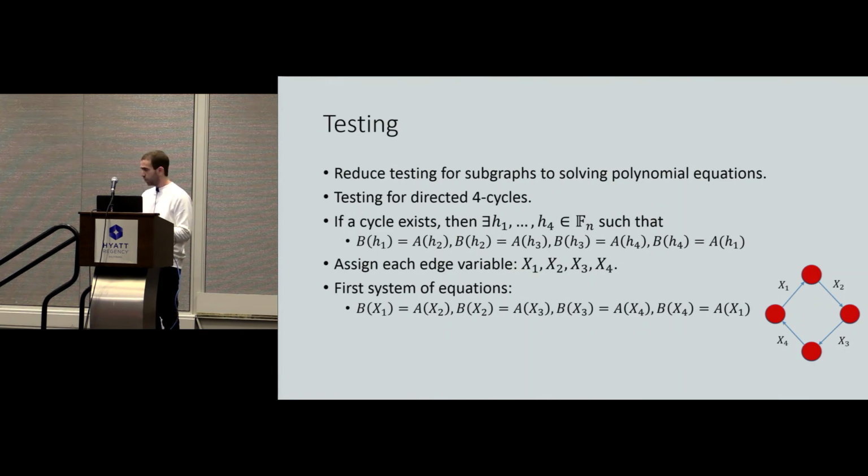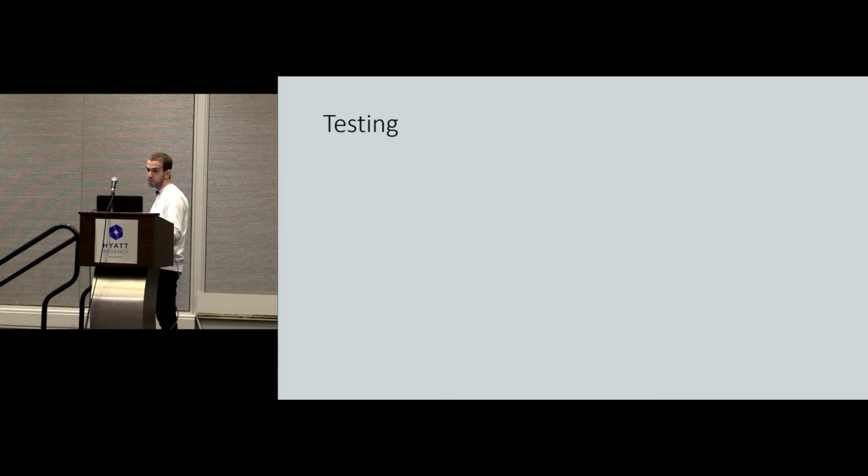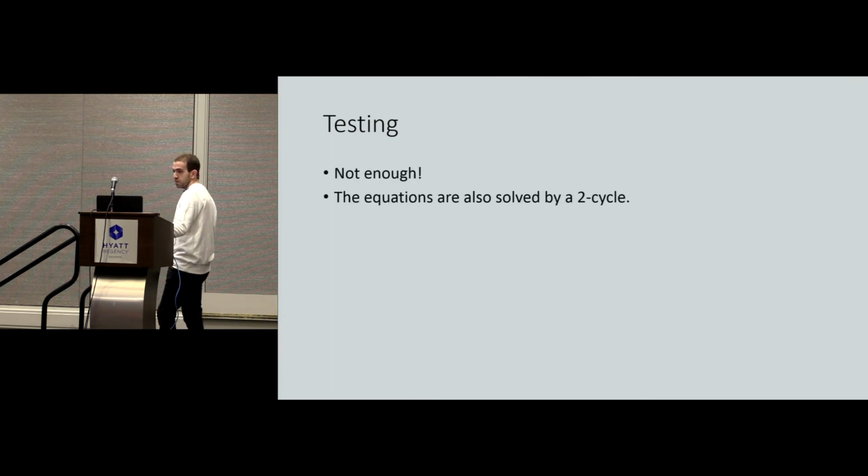But it turns out that the other direction is not true. That is, this system of equations may have a solution even though a 4-cycle does not exist in the graph. So let's see why. So this is not enough, and the equations are also solved by 2-cycles.